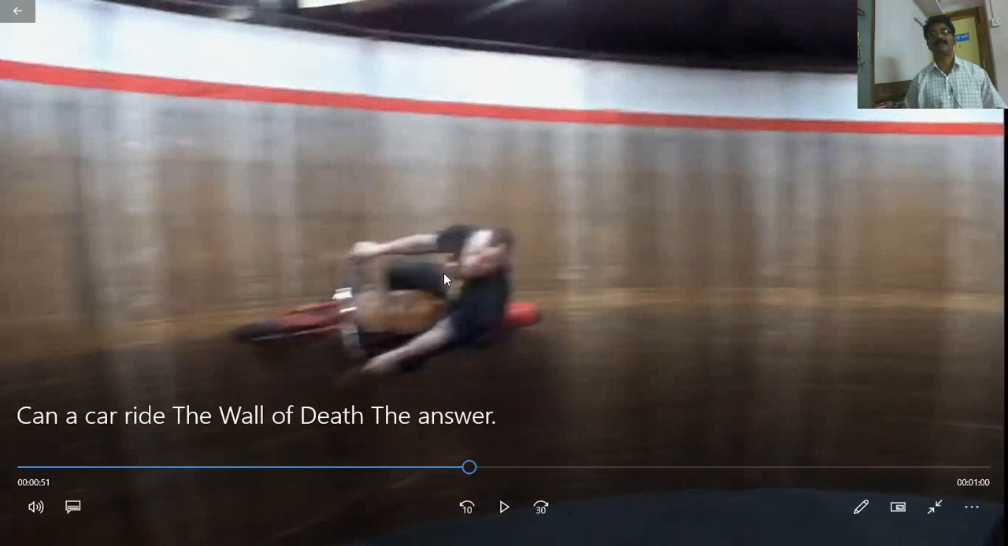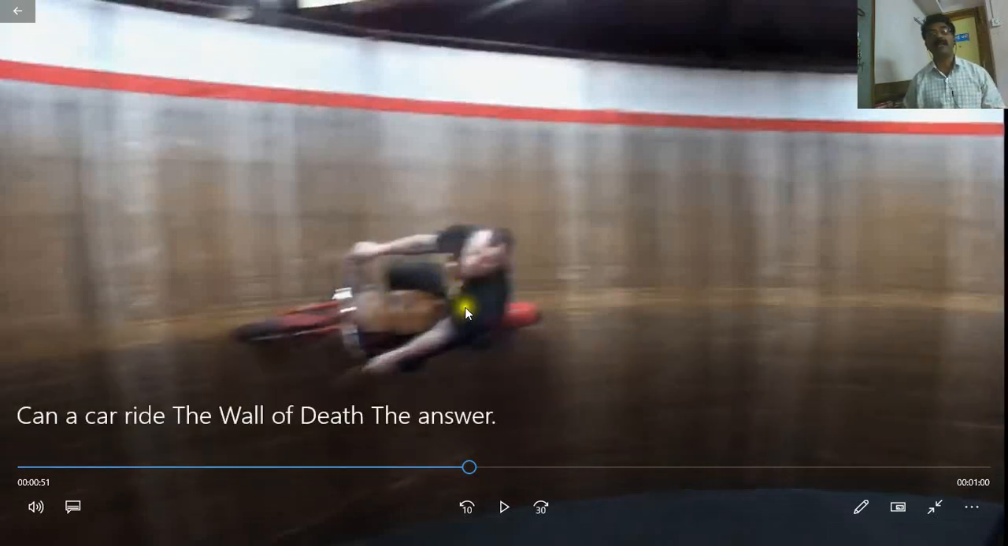See here. Students, can you see? Yes, this is not a horizontal road. This one is the vertical road. And on that vertical road, he is freely riding by taking his hands off the handle.